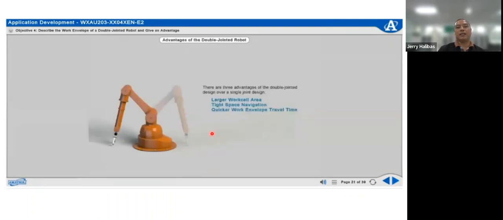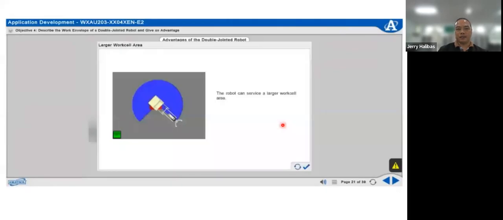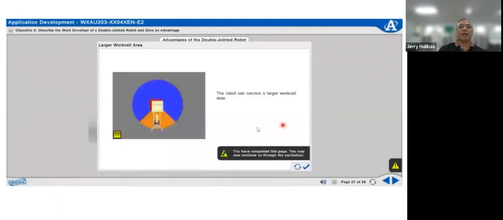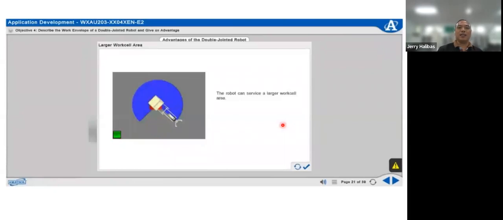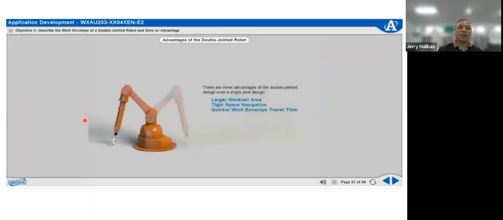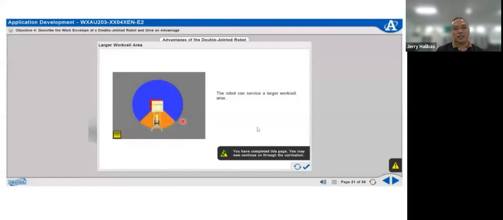So if that is the case, now, what are the advantages if it is a double jointed design? So larger work cell area, tight space navigation, kaya niya, quicker work envelope travel time. So, murag inani, no? Oh, naninana man siya. Murag ni baliktad, no? Baliktad. Wala lang nato napakita dere. So, tanaw ninyo dito sa YouTube channel. Ang iyang working envelope dire ra. Pero once na siya dire, pwede siya mabaliktad. Pareha ni example dire na mag-flip siya on the other side. So that's why makaya na niyang access ang 360.